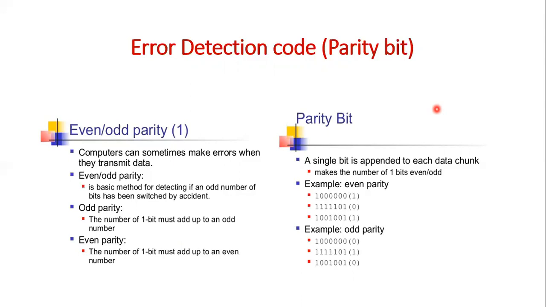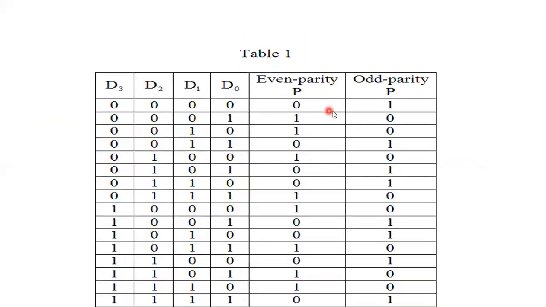The message of 4 bits and parity bits are represented in this table. So 0 0 0 0, even parity is a 0. Here 1, odd number, so 1 here. Even number, therefore 0. Odd number, 1. Even number of 1s, 0. Even number of 1s, 0. Odd number of 1s, 1. So like that, this is the even parity.